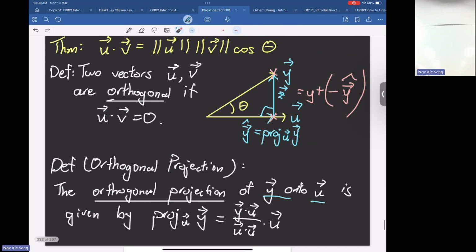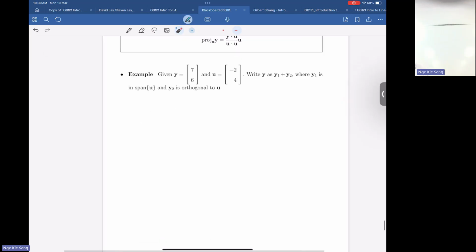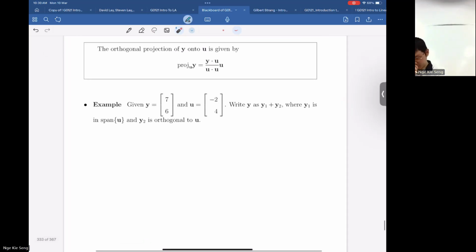All right, so let's try an example here. Let's take these two vectors. How about I let you try this first? Let you try this question. Maybe I give you 2 minutes.